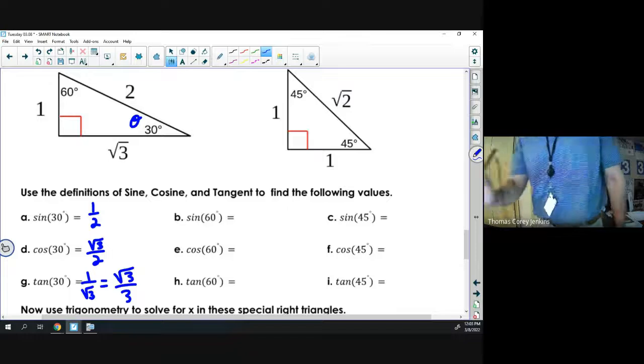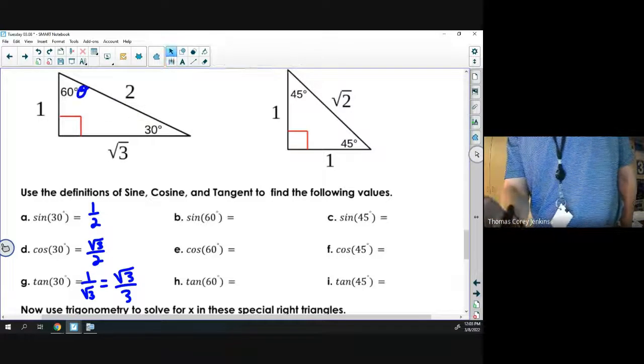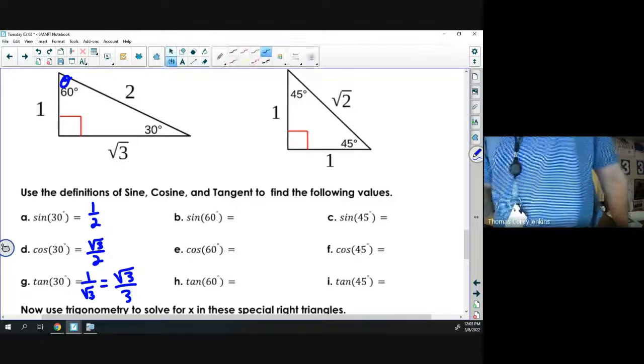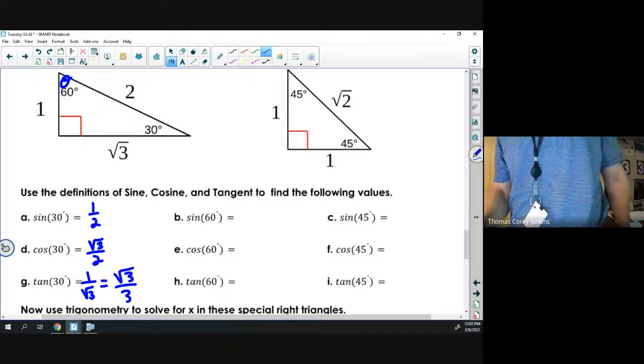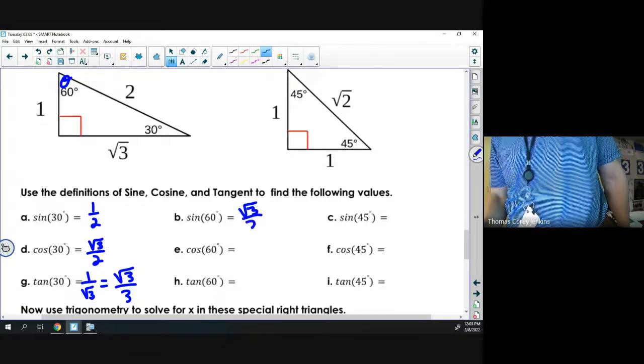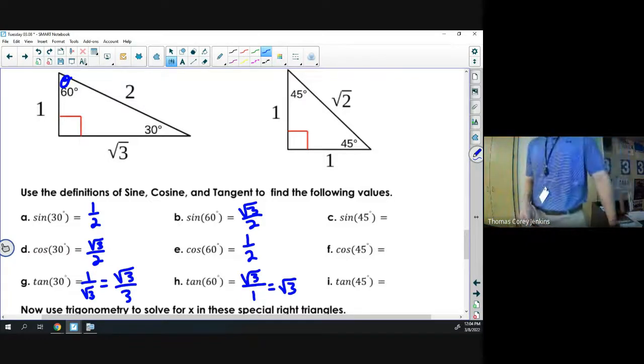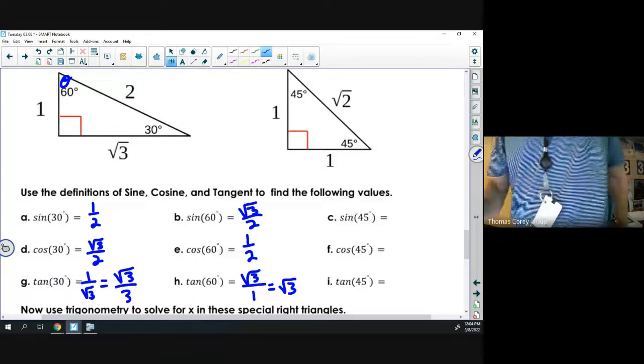Then when I'm talking about my 60s, now I'm thinking, okay, this is my theta. So sine of 60 would be the same as the cosine of 30, square root of 3 over 2. Cosine of 60 is the same as sine of 30, 1 over 2. And then tangent would be the square root of 3 over 1, or the square root of 3.